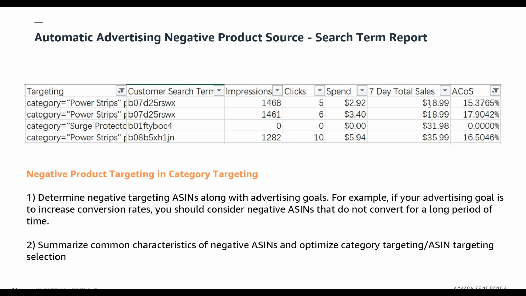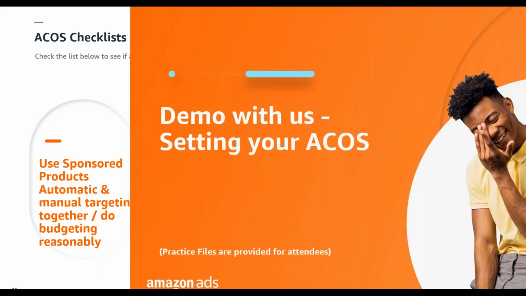However, if the first two, we notice that the ACOS continuously creeps upwards, but the sales don't increase, then we can actually negative target certain of our search terms, or you can even negative target power strips if it's just not working for you. So that's something that we can consider for our negative targeting. Yeah, so that's summarizing the ACOS checklist.